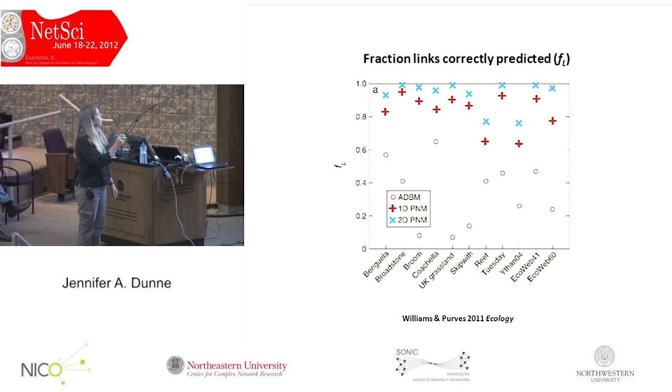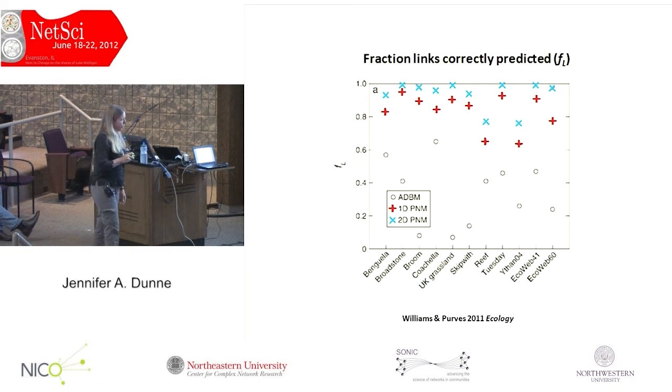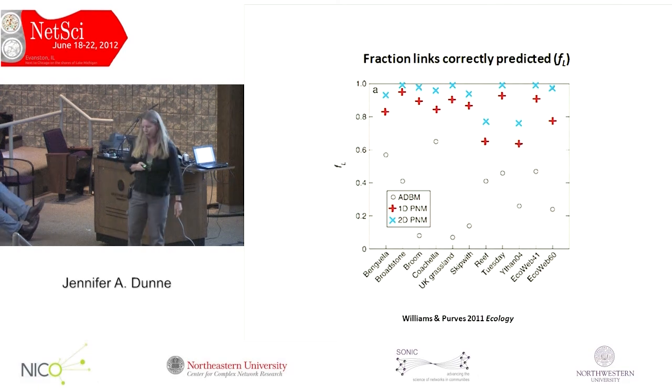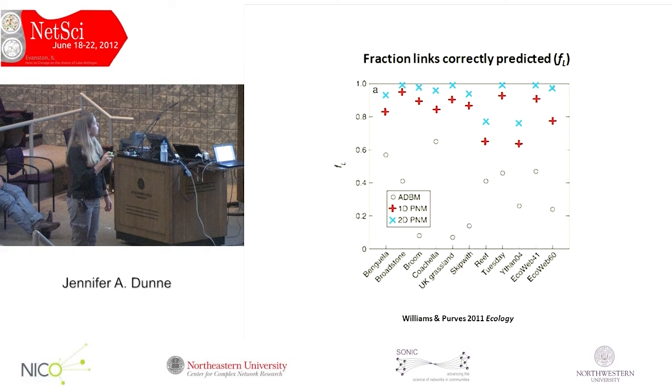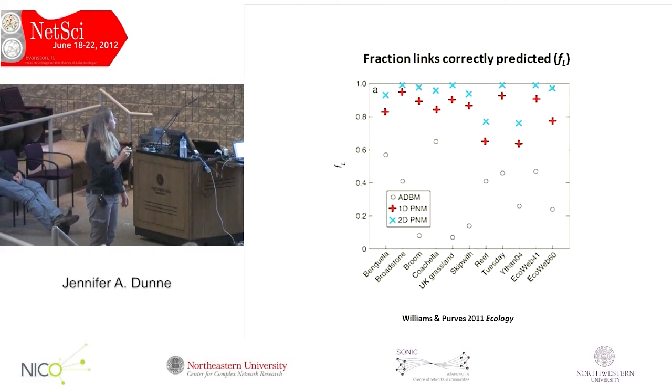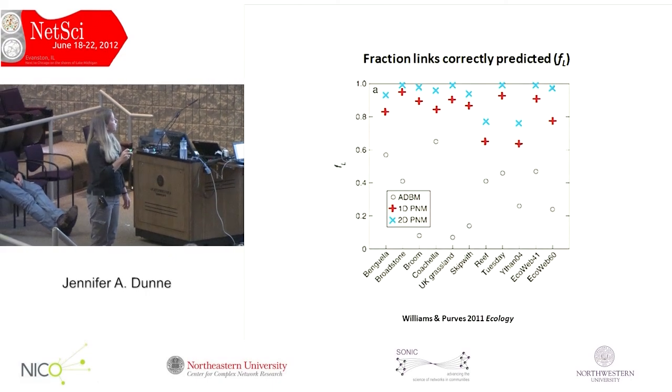So the red crosses show a one-dimensional probabilistic niche model. The blue crosses show a two-dimensional probabilistic niche model. And these other circles show the results from a model published by Owen Petchey and his colleagues. In this case, you can see the probabilistic niche model is doing a really good job of predicting over 80% of the links in most of these second-generation food webs.